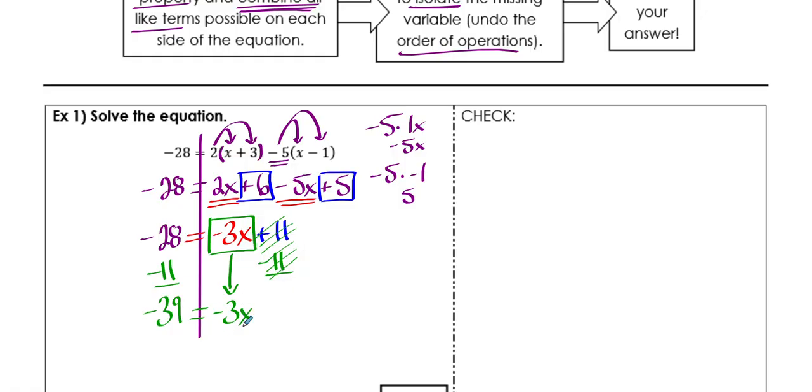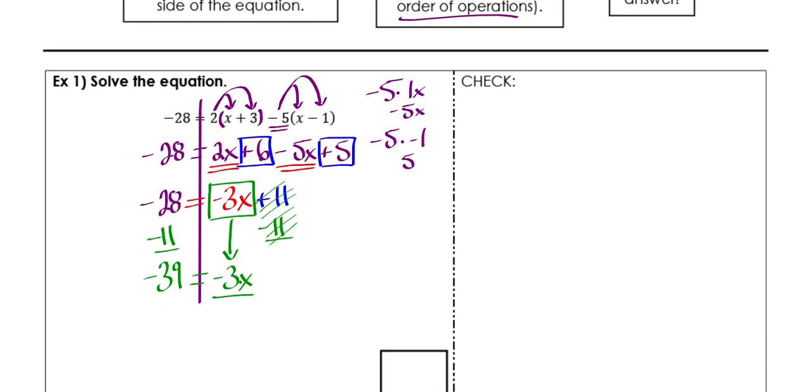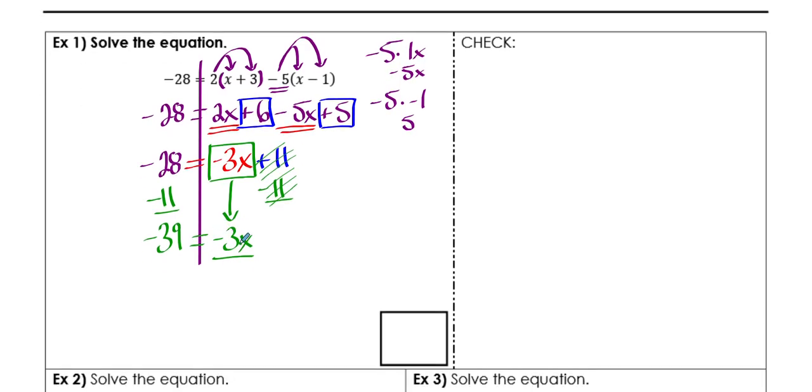Then we have one more step. This right now is multiplication. That's negative 3 being multiplied by x. We're canceling out that operation by using the opposite operation, or the inverse operation. It's not the inverse of that number. It's not the opposite of that number. It's not a positive 3. It's the opposite of the operation. That's multiplication, so we use division. Divide by that exact number to cancel that out. It gives us positive 13 equals x, or x equals 13.